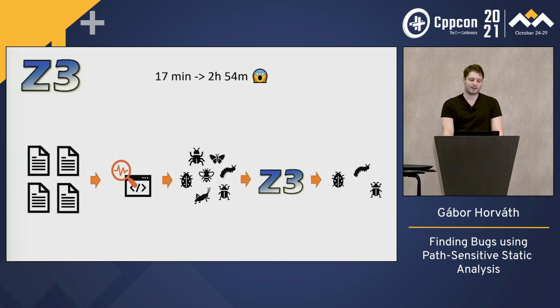So this is a method that we are looking into. This is often called refutation. So we are using a fast method to find bugs, and then we use a slower method to refute some of those bugs and only report bugs that are more likely to be true positives.